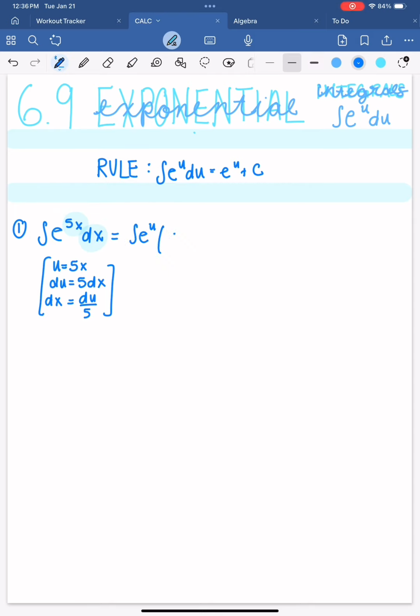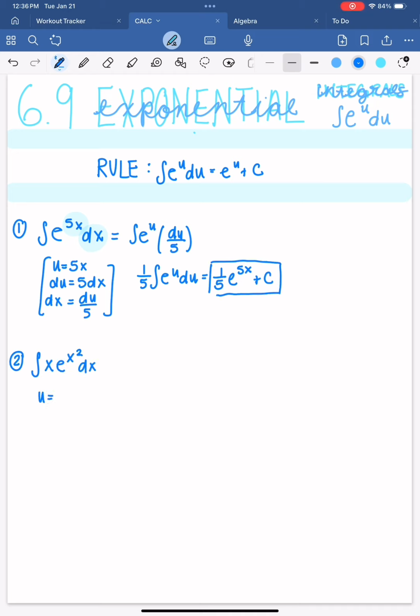So we're going to have the integral of e to the u, du over 5. Bring that 1/5 in front so we don't lose that. And now I reached my goal. E to the u integrates to itself, so this is going to be 1/5 e to the 5x plus c. Great. Next one.